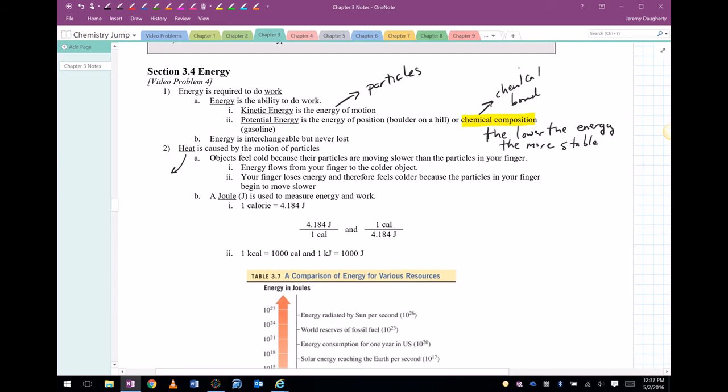So if you see here, why do objects feel cold? If you're sitting at a large table, the table may actually feel cold, when in actuality the table's room temperature, right? Because it has to be. Well, the reason objects may feel cold is because their particles are moving slower than the particles in your finger. With the table, it's more about the transfer, how quickly it can transfer that energy.